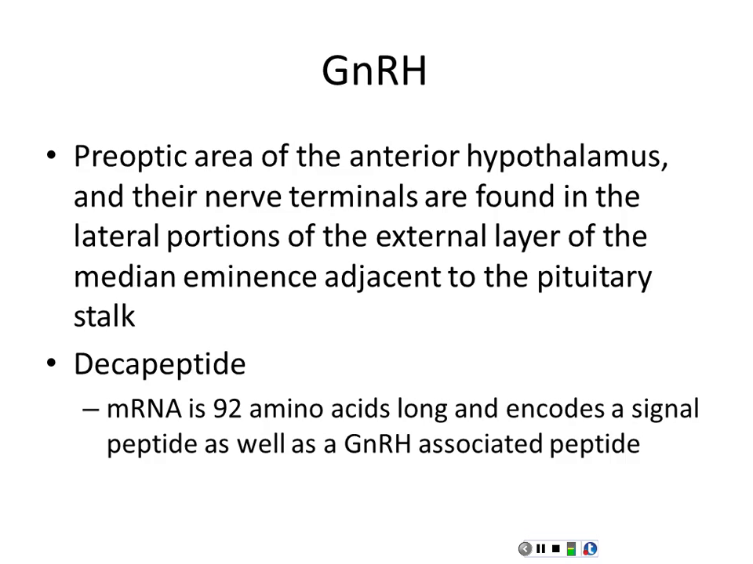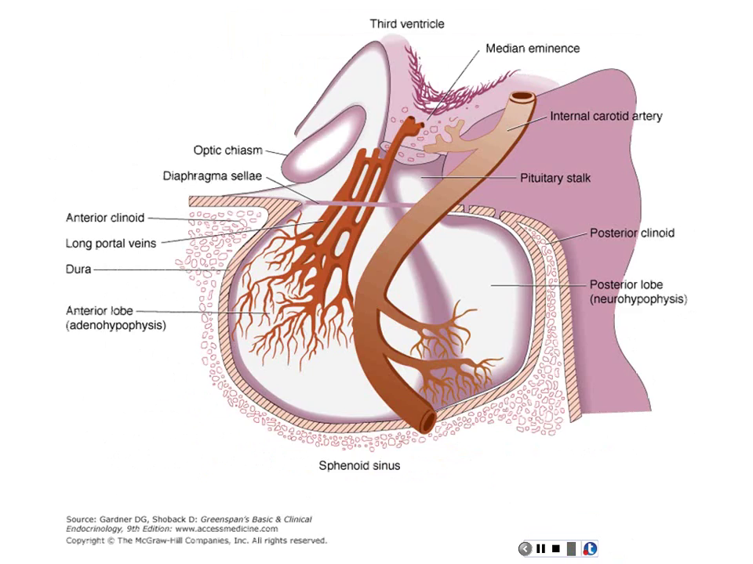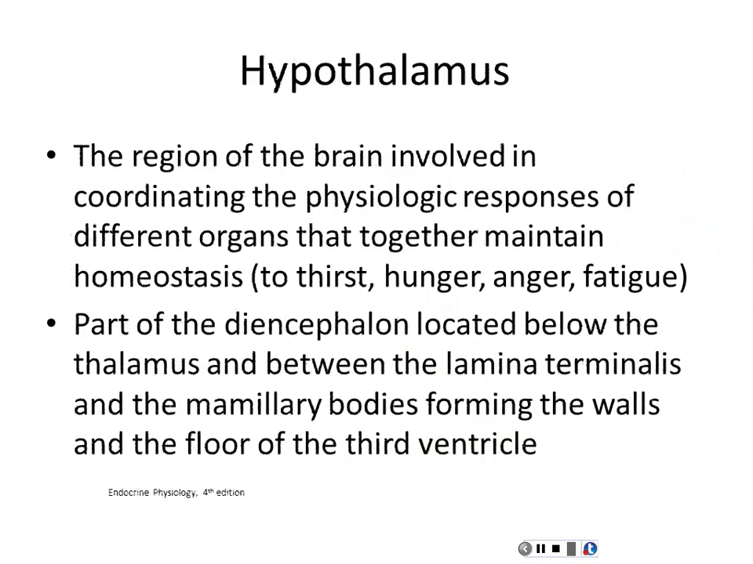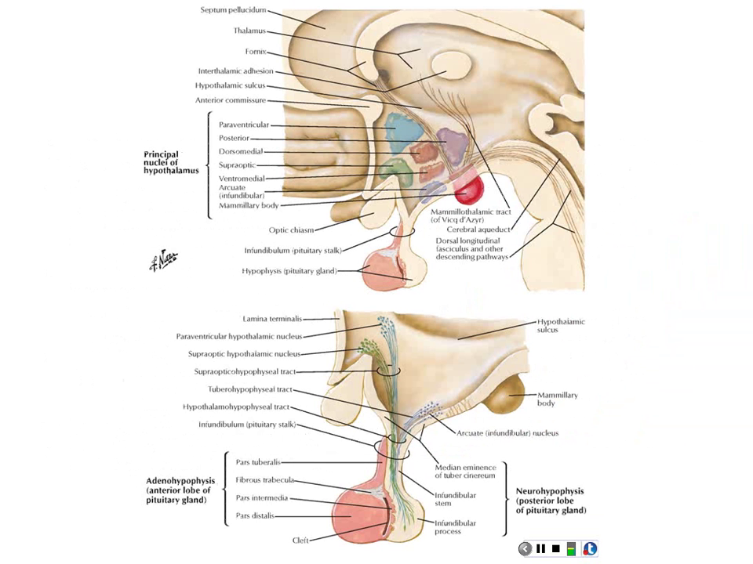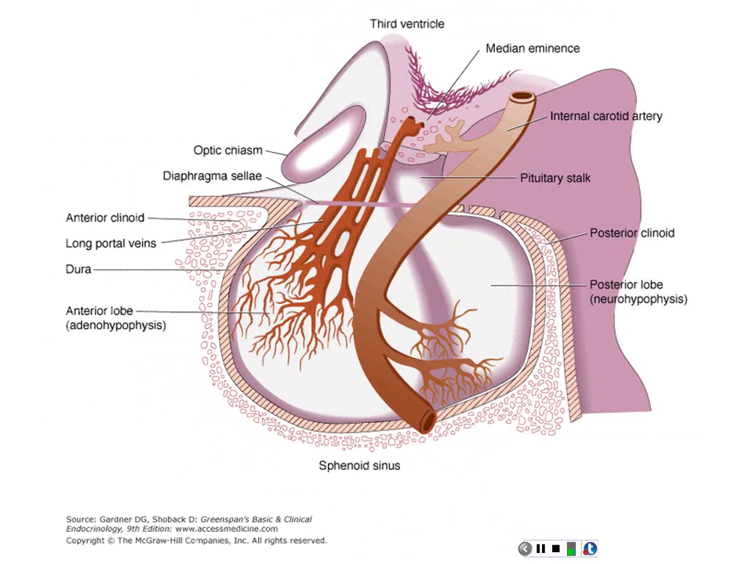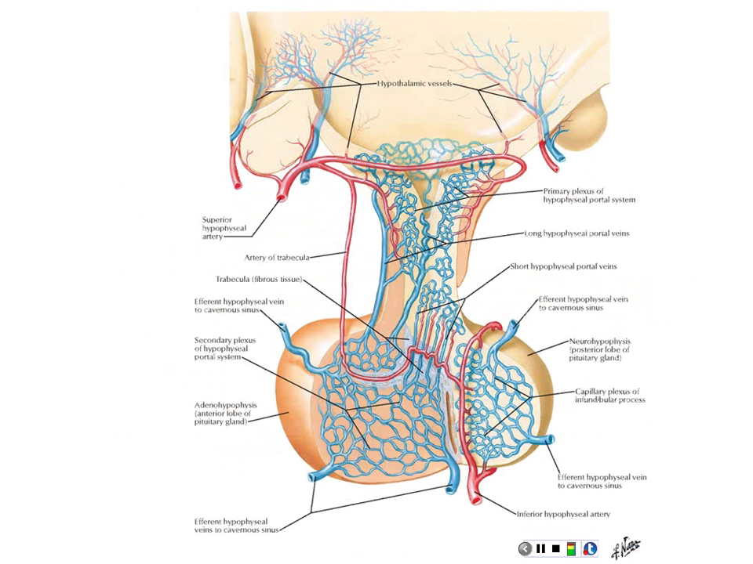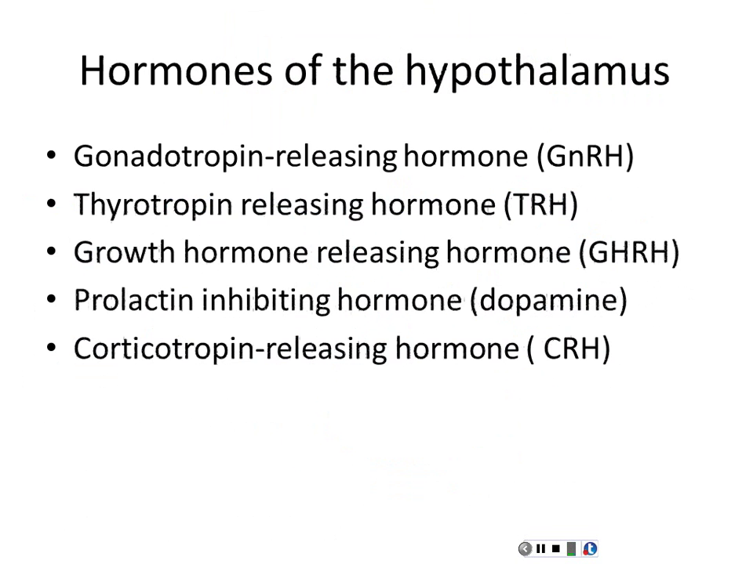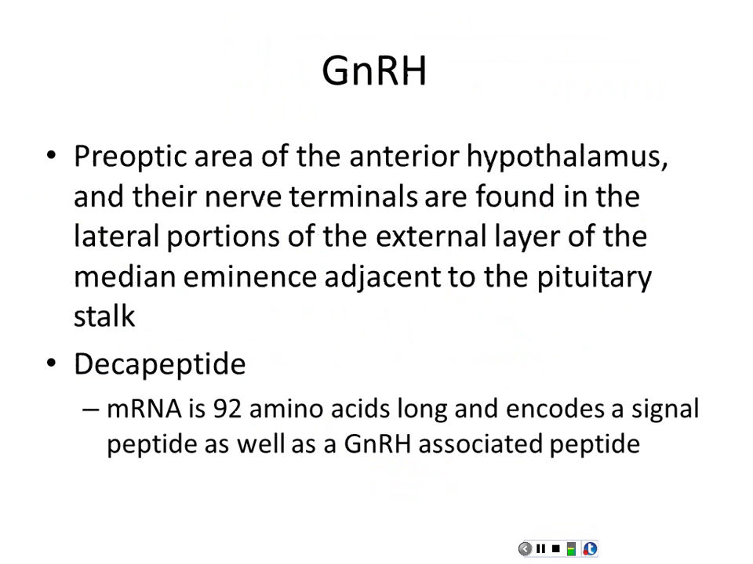So all this means, and you're going to see this over and over again, is that you have these axons that are coming down from the nuclei. They stop in this median eminence, which is somewhere over here, and then they just get secreted into the portal system, which we discussed over here, and then they communicate with the pituitary. And you're going to see this over and over again in this lecture.